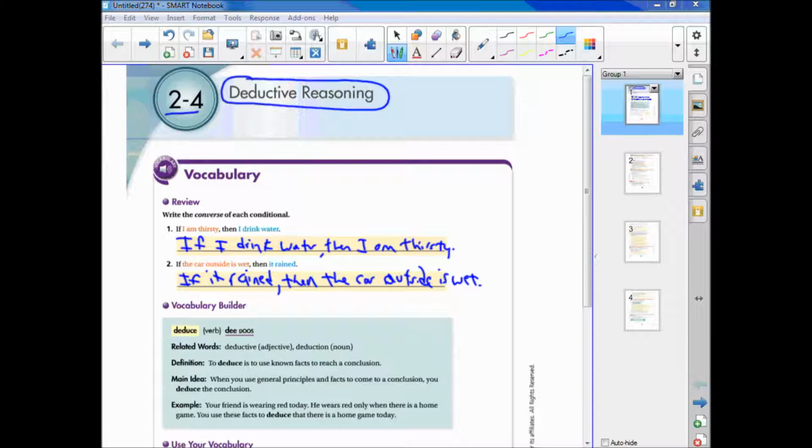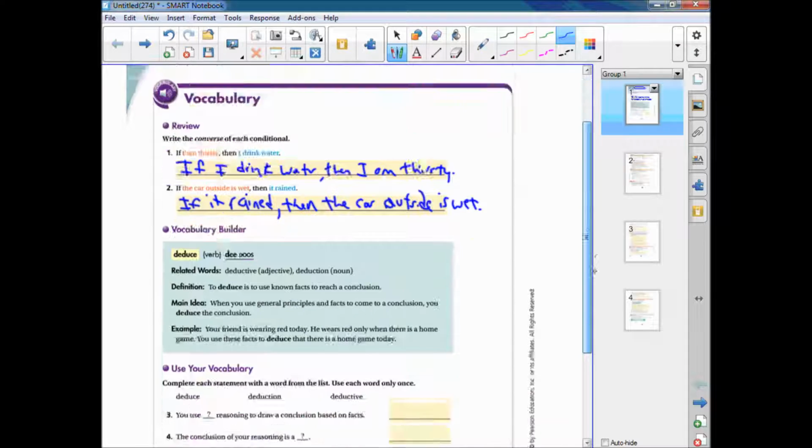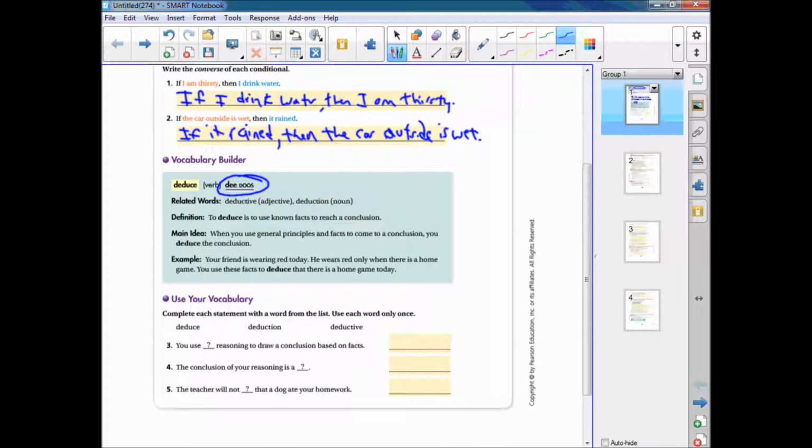Okay, all right, vocabulary builder, deduce. So we pronounce it deduce or deduce. Okay, related words, deductive, that's the adjective, or deduction, that's the noun. So a definition is to deduce is to use known facts to reach a conclusion. So we don't look at patterns, we look at facts we already know, okay? Your main idea is when you use general principles and facts to come to the conclusion, you deduce the conclusion.